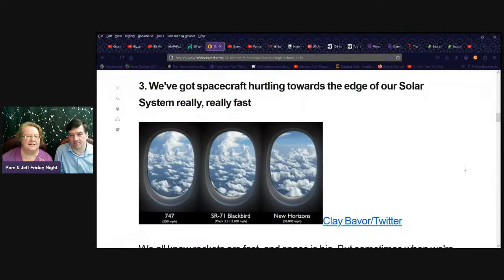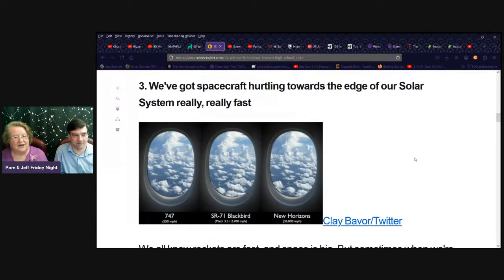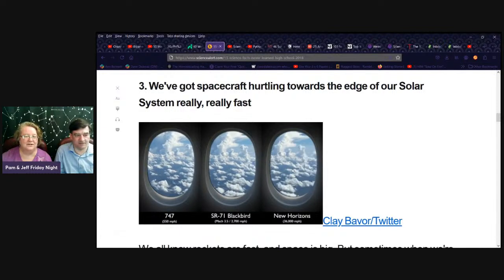All right, I thought this was kind of cool. If you're on a 747 at 555 miles per hour, that's how the one on the left will look to you out the window. If you're in a Blackbird at Mach 3.5, or 2,700 miles per hour, this is the middle one. And if you're on New Horizons at 36,000 miles per hour, that's how it's going to look outside your window of an airplane that you might be sitting on at that speed, if it was going through the atmosphere and didn't burn up. I just think that's pretty cool.